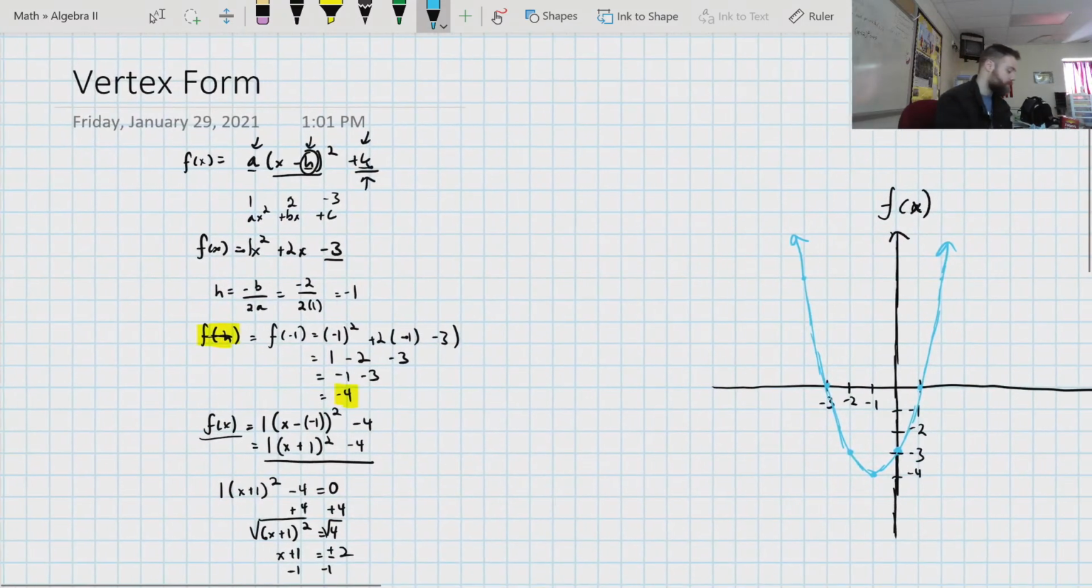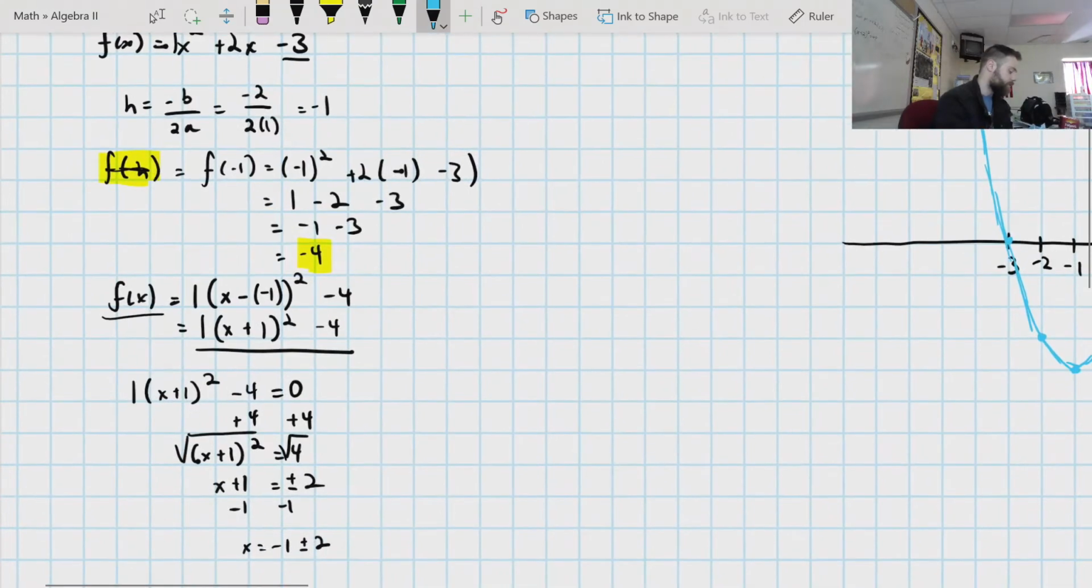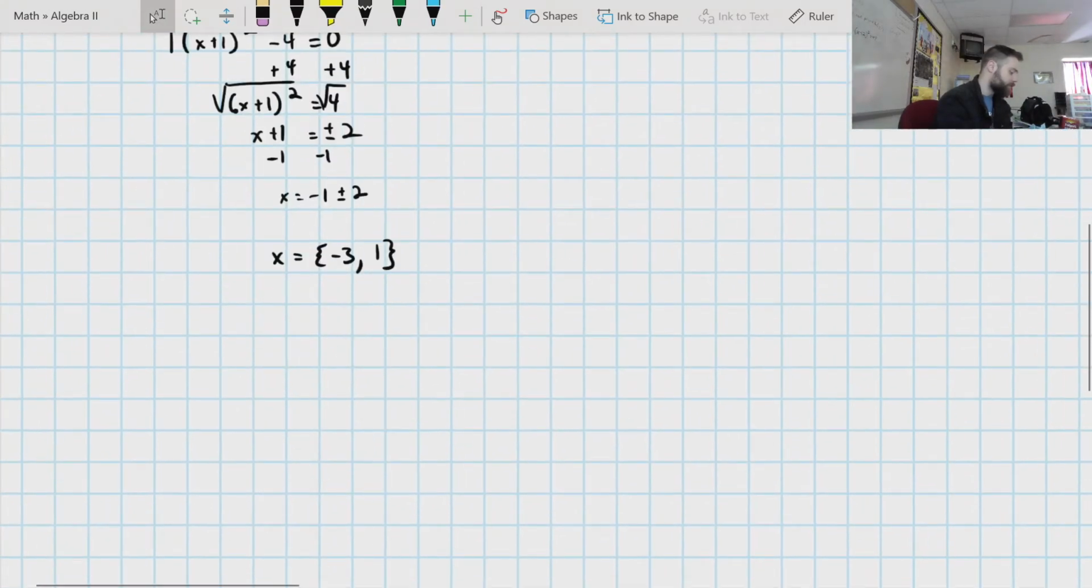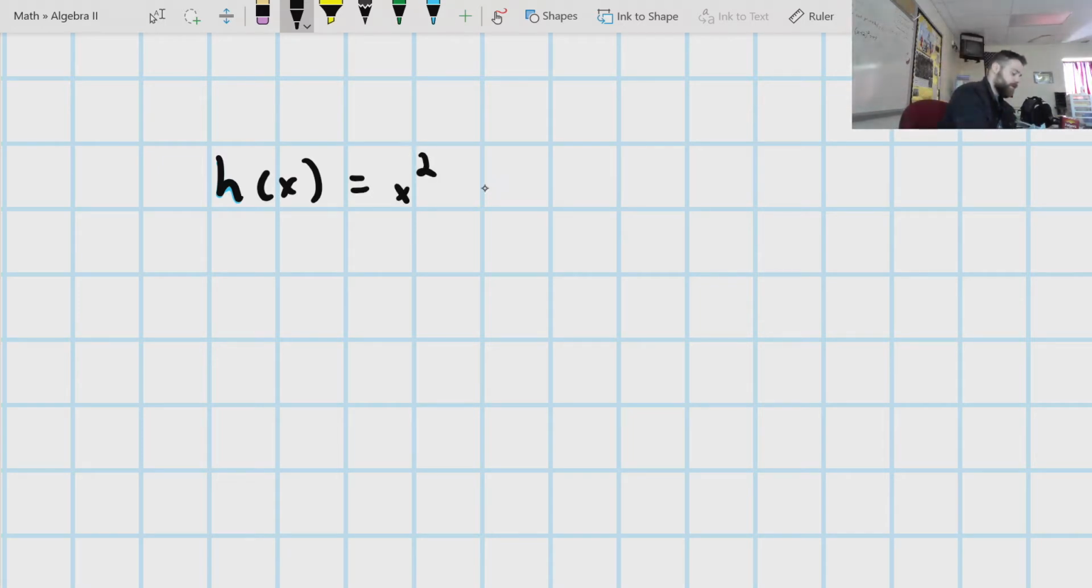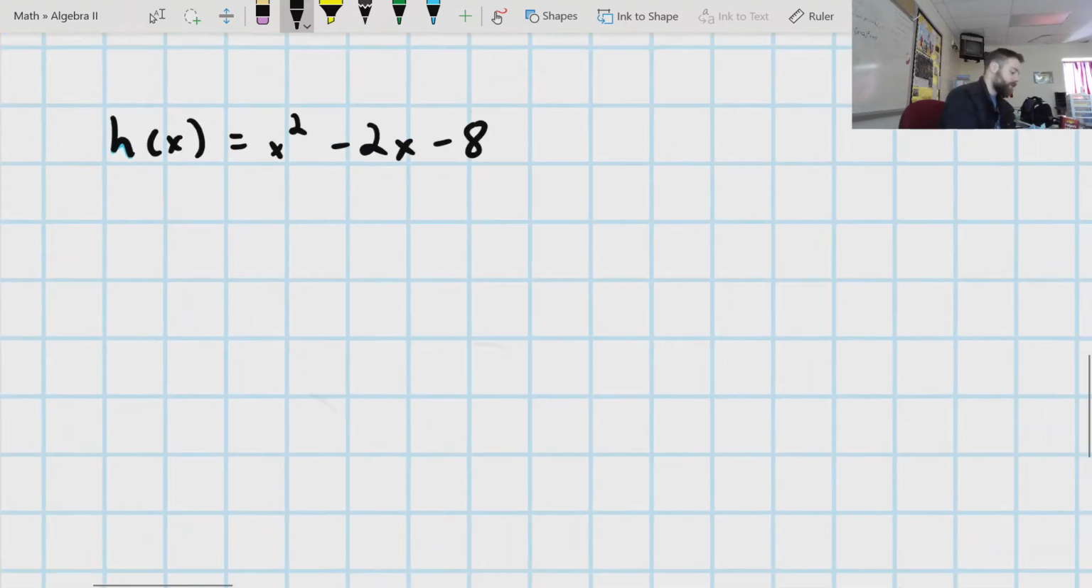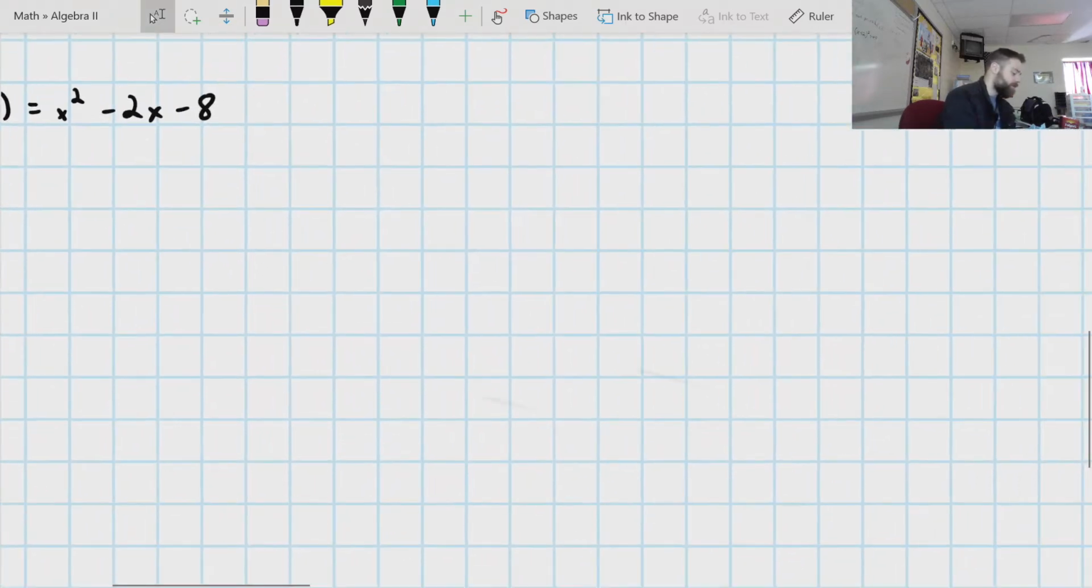And so I can graph just by looking at this function and putting it in vertex form. It might seem a little daunting here, but we're going to do a few more examples. So let's take a look at our next example. This time I'm going to call the function h of x. It's going to be x² - 2x - 8.